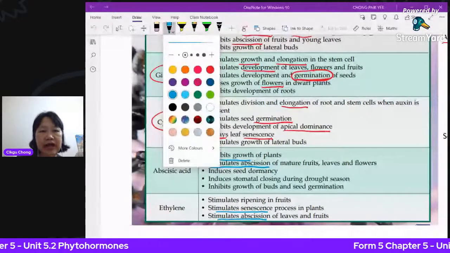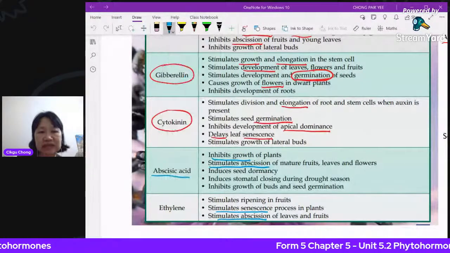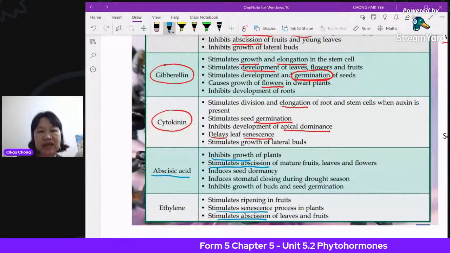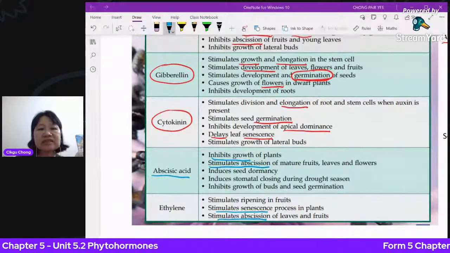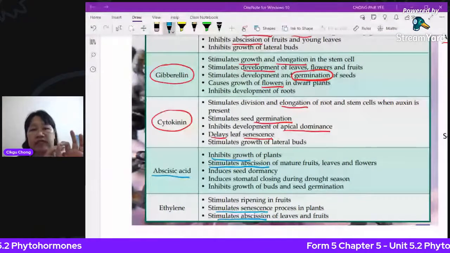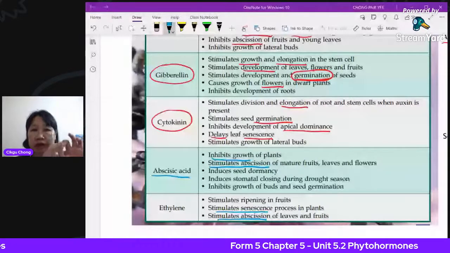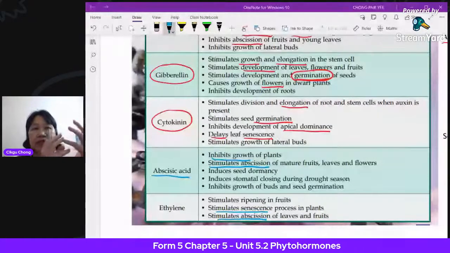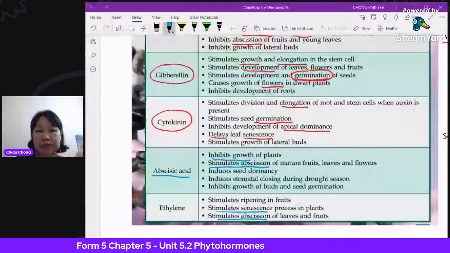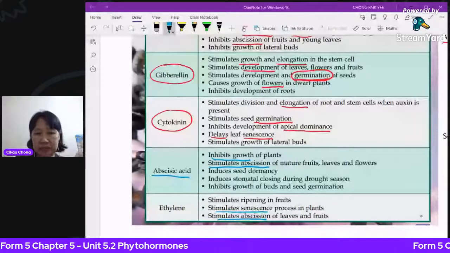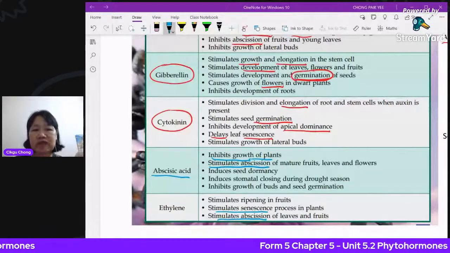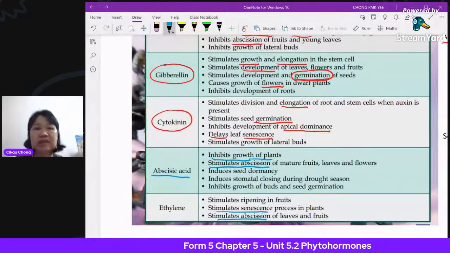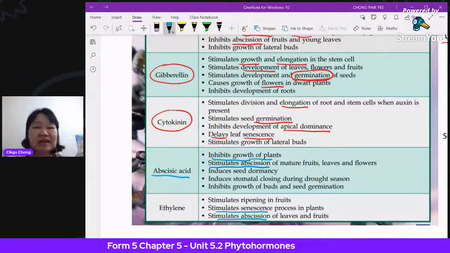Okay, abscisic acid. Now, what is abscisic acid? This is the acid that makes the leaf drop. When a cell has a high content of abscisic acid, the cell will dry up and die. When it dies, it will all dry up and the leaf will drop. So it's going to inhibit the growth of plants, the opposite effect. It won't grow. When abscisic acid is being produced, the cell is already dying. It's like getting old.